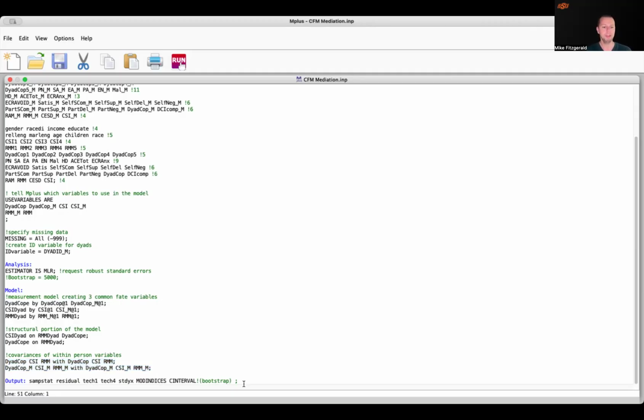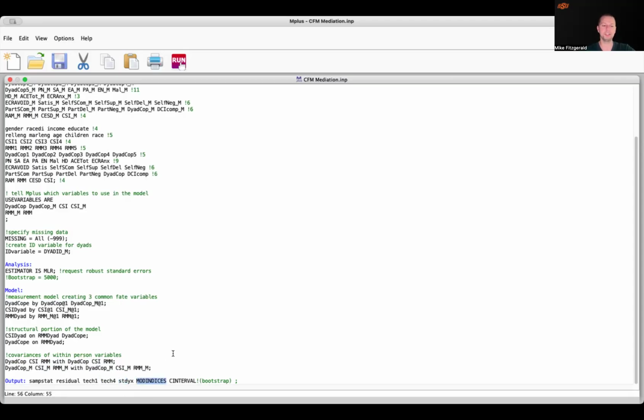Okay. So in the output, we are going to request SAMSTAT, which gives us our univariate and bivariate descriptive statistics. We have our residual variance covariance matrix. We have Tech 1, which labels our parameters in case we get an error message. Tech 4 is our variance covariance matrices. STDYX gives us standardized estimates. So STD means standardize, and then Y and X indicate your dependent and your independent variable.